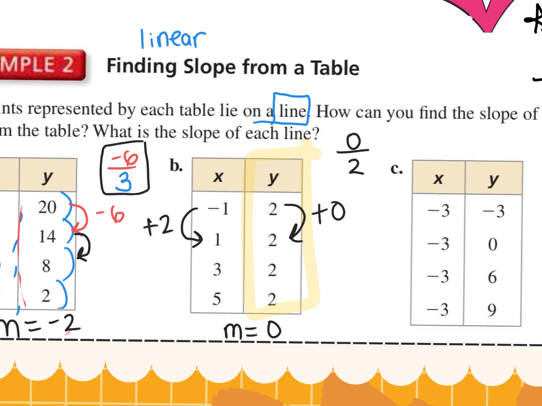What kind of lines have 0 slope? Think about when I say slope means steepness. What kind of lines have 0 steepness? Not vertical. Vertical has lots of steepness. Horizontal lines have 0 steepness.